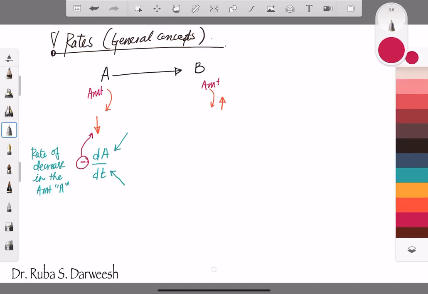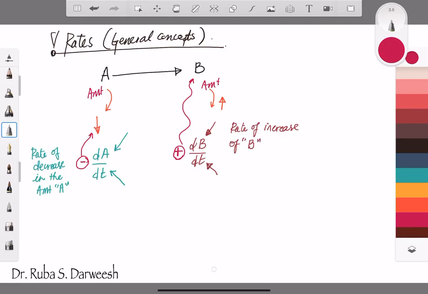Okay? If I want to talk about the rate of increase of B, amount B, then I can describe it by dB over dt, or the rate of change in the amount of B over time. And we can just have it in positive sign because the amount of B is increasing.